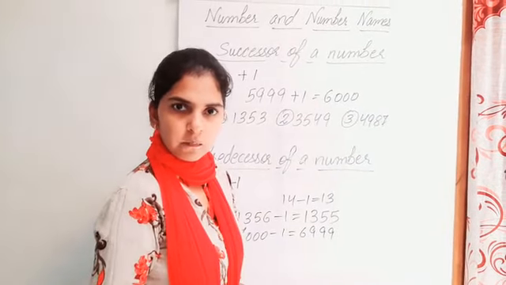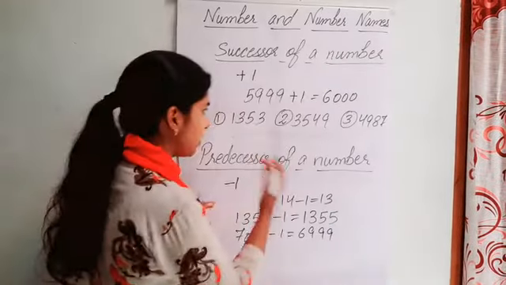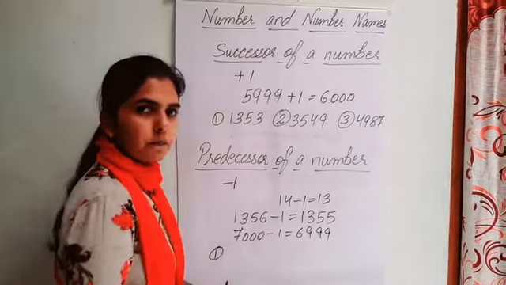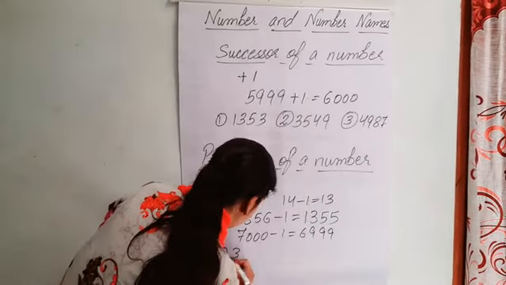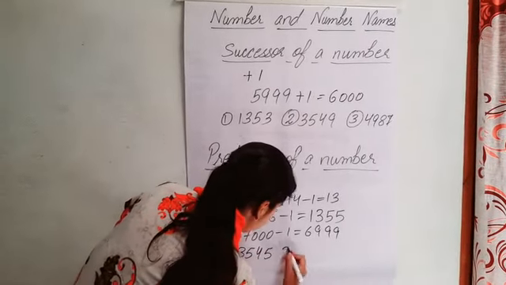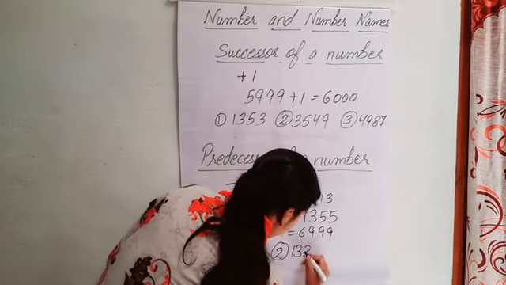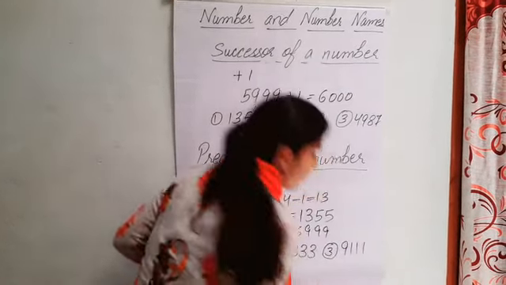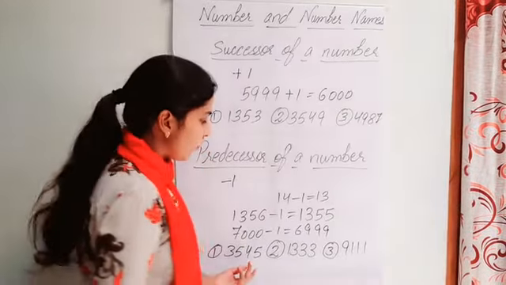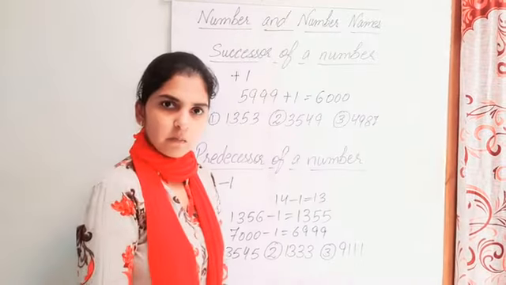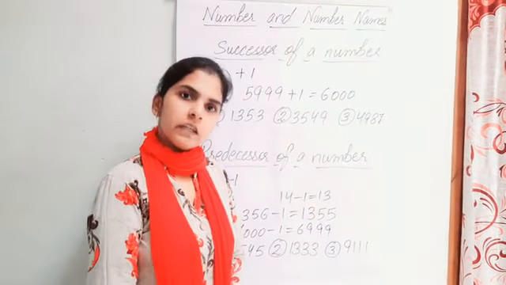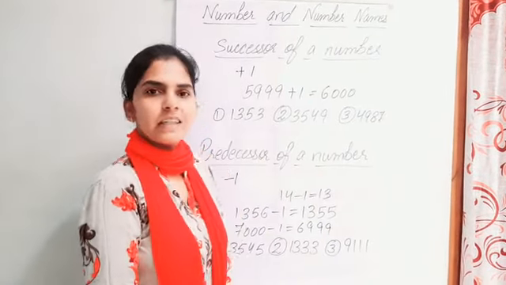Whenever we face any difficulty in finding predecessor, we will subtract 1 from that number and we will find the result. Okay. So I am giving you 1, 2 numbers and you will find the predecessor of those numbers. Okay students, now you find predecessor of these numbers, and the remaining topics we will study in our next class. Okay, till then take care.